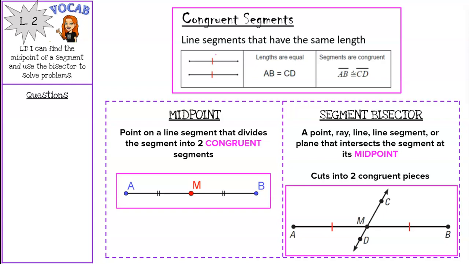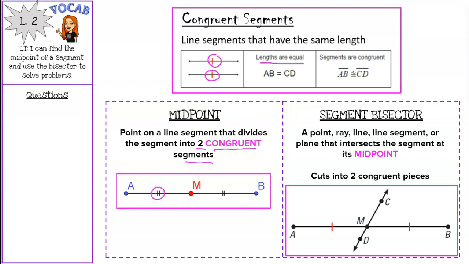So they are marked with these tick marks is what we call them. And they tell us that the segments are congruent. So you can see there we have congruent segments, lengths are equal, and segments are congruent. So we have midpoint is a point on a line segment that divides the segment into two congruent segments.